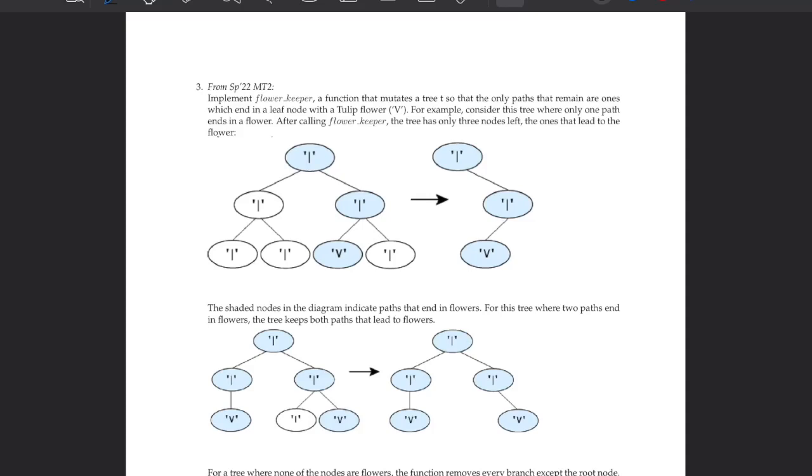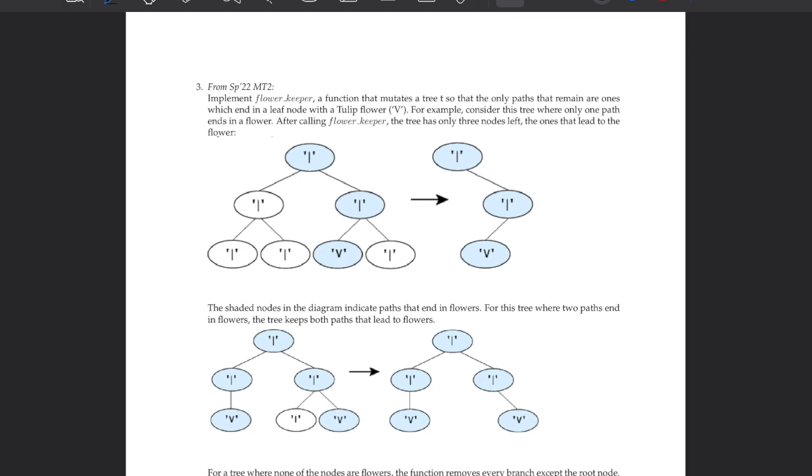So today I'll be going over the question Tulip Mania for Midterm 2. This question is from the Spring 2022 Midterm 2, and it asks us to implement flower_keeper, a function that mutates a tree t so that the only paths that remain are ones which end in a leaf node with a tulip flower labeled V.